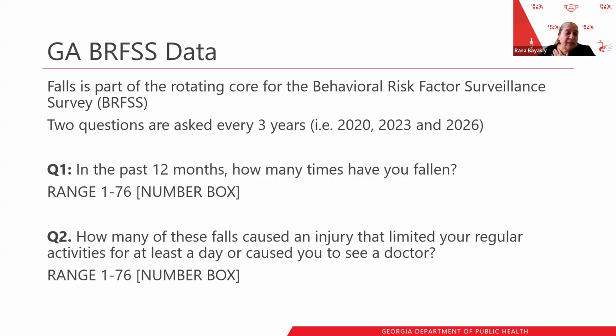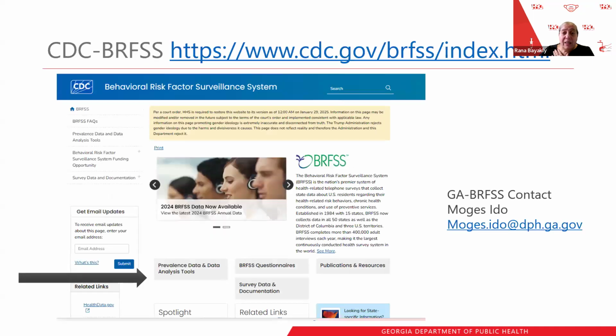The two questions asked are, in the past 12 months, how many times have you fallen? And it gives you a number, and this is what is called a prevalence. So those people who had experienced any type of falls. And then the next question asks, how many of these falls caused injury where you had to go to a doctor? So it gives you severity. CDC makes this data available for everyone on this website.